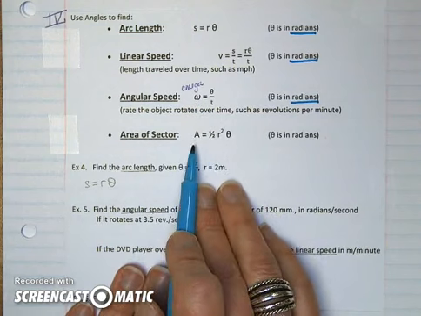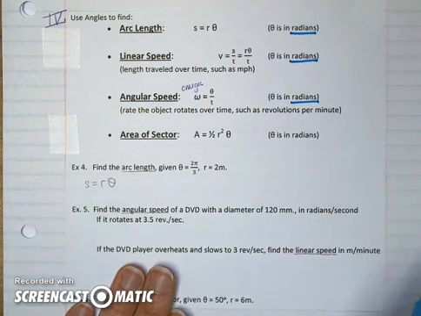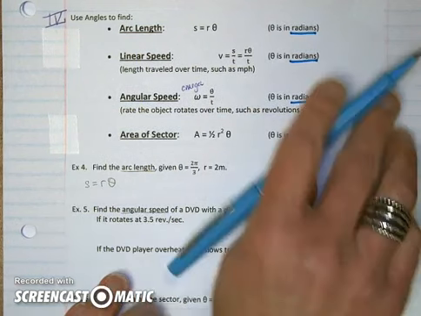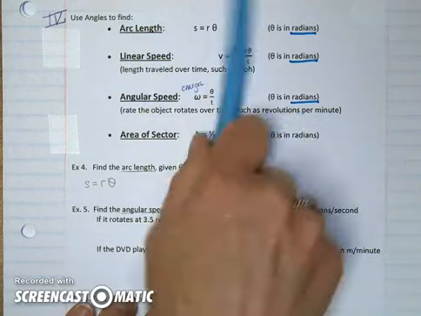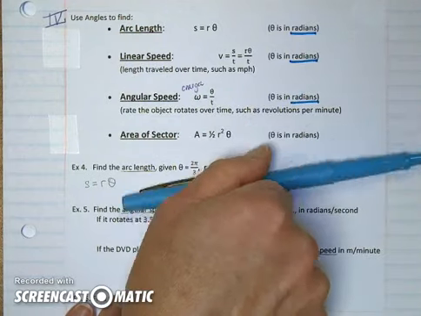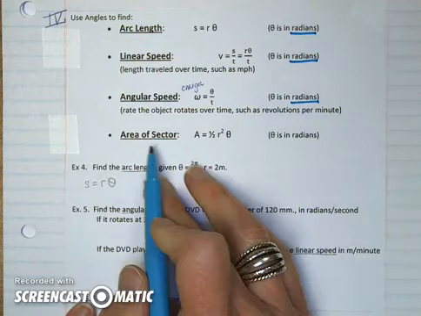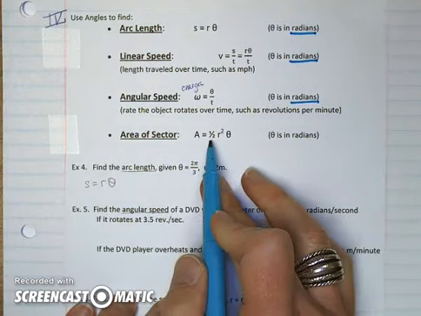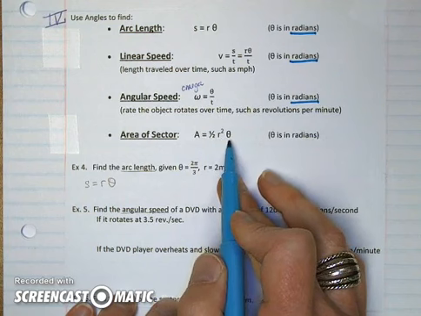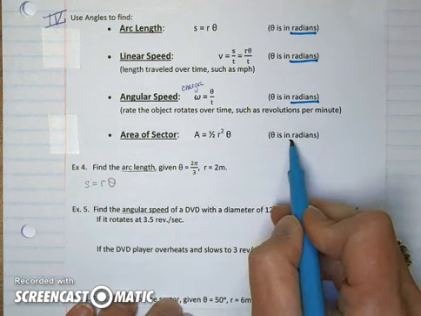Then you'll also have the area of a particular sprinkler that's running, which is a very common one. Anytime you want to figure out the area within a circle, the area of a sector, you're going to take 1/2 of the radius squared times theta. Again, your theta has to be in radians.